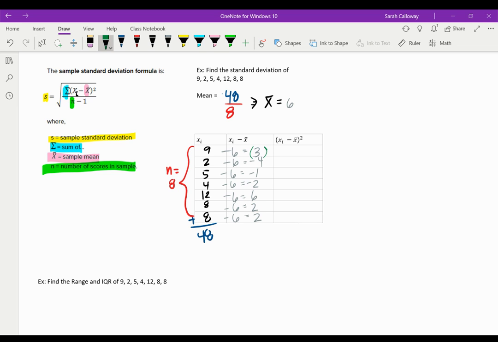and I want to square them. Remember that when I'm squaring these, I should be putting them in parentheses in my calculator, meaning that all of my answers should be positive. So when I square 3, I get 9. When I square -4, I get 16. When I square -1, I get 1. When I square -2, I get 4. When I square 6, I get 36. Squaring 2 gives me 4 and 4 again, because that's the same data value. Okay. So I've found each difference of the data minus the mean squared.